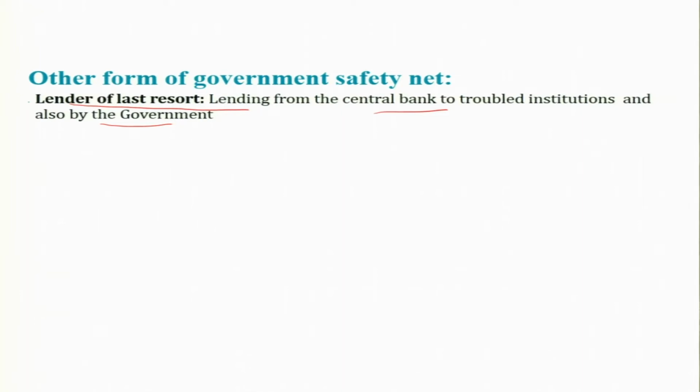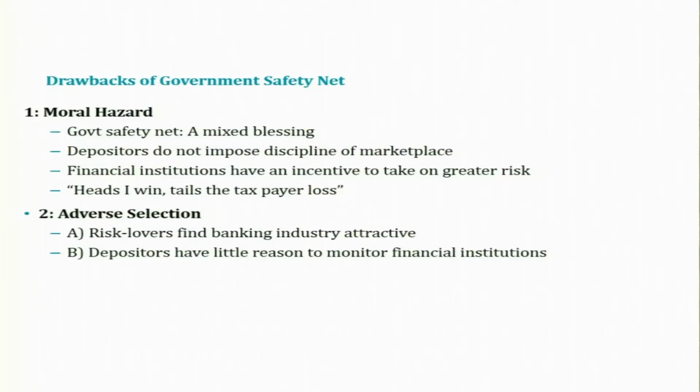So what would happen when the central bank and the government are there to support a failed bank? Because of deposit insurance and the central bank acting as lender of the last resort, we are going to see some adverse, negative impact on the financial system. So there are some drawbacks of this government safety net. Let us discuss them one by one.